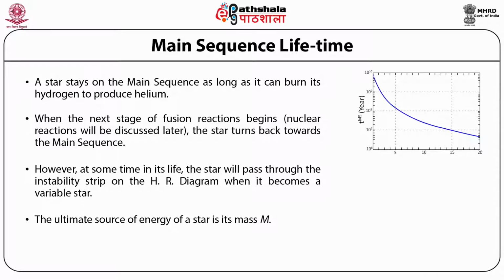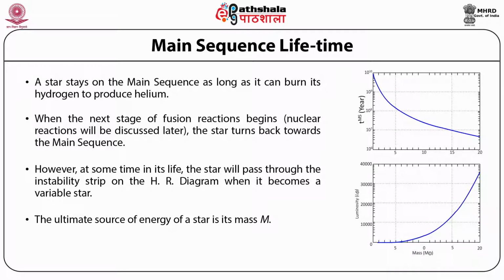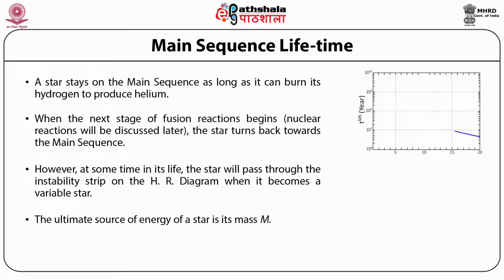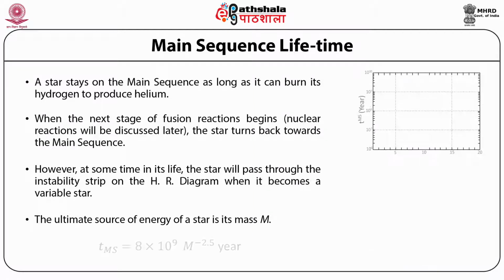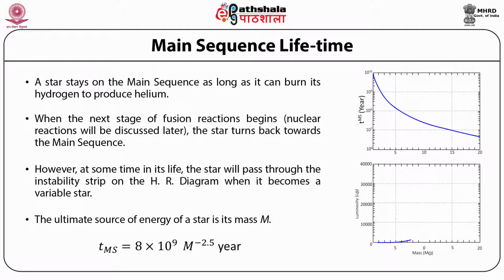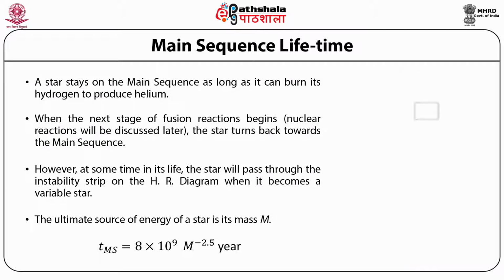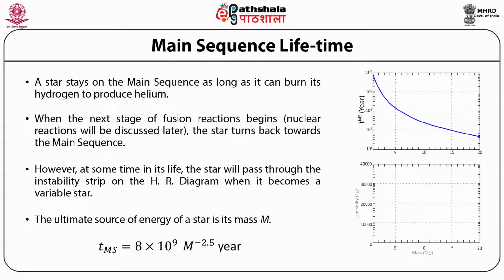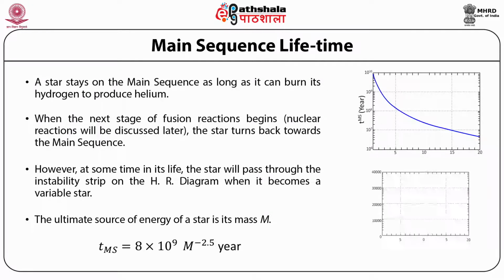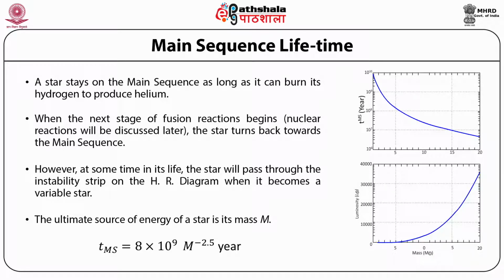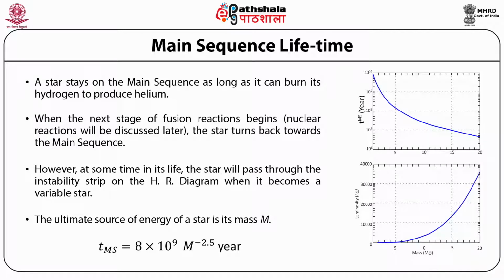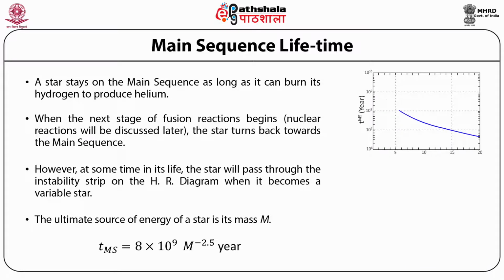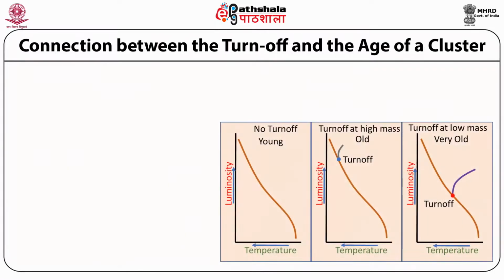For masses larger than 20 solar masses, the luminosity is probably directly proportional to the mass of the star, and we have T_MS proportional to m^-2.5, or T_MS is proportional to 8 × 10^9 m^-2.5 years, where m is now expressed in units of solar mass, and 8 × 10^9 years is the estimated main sequence lifetime of the Sun. These are the figures showing the lifetimes and luminosities of main sequence stars as a function of their solar masses.